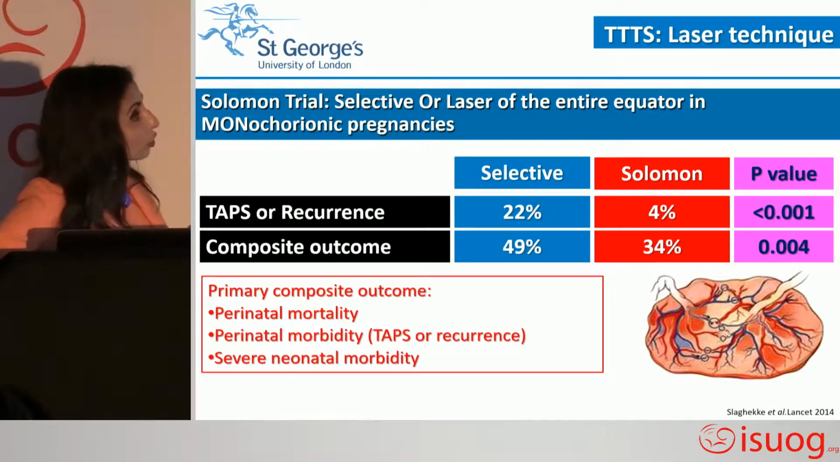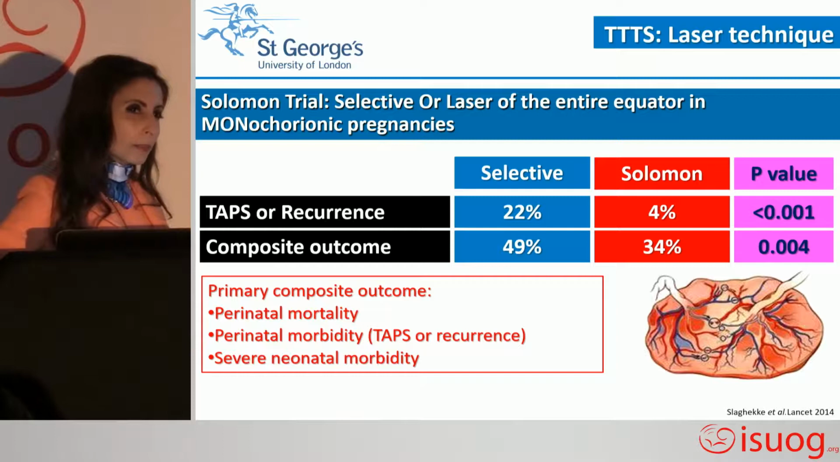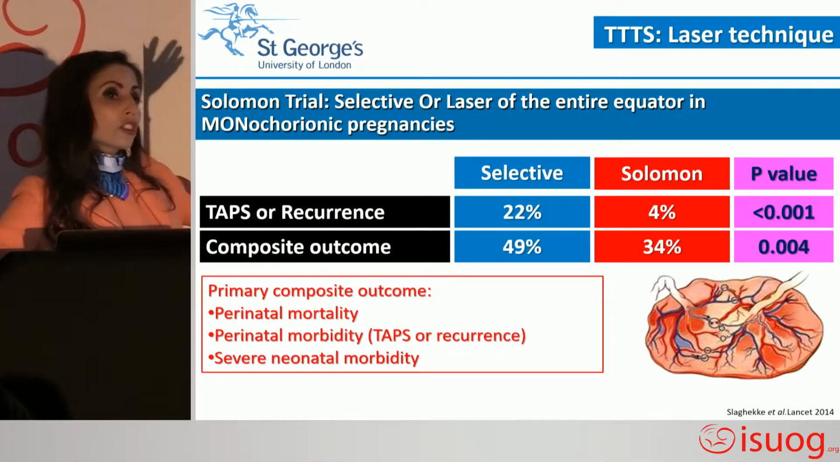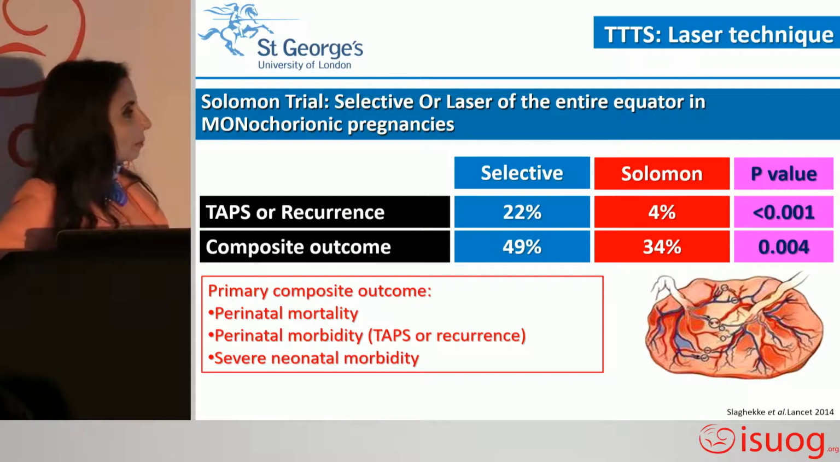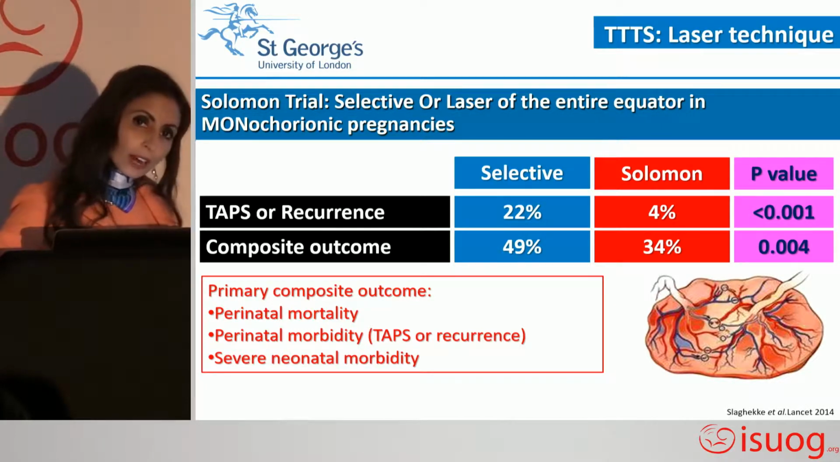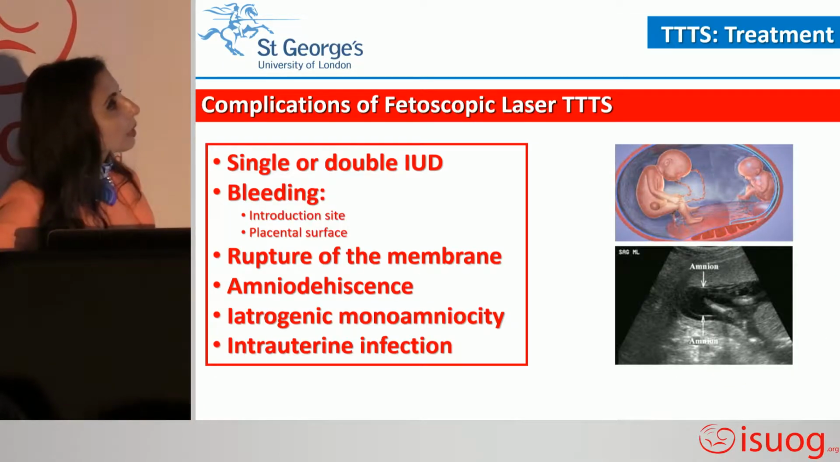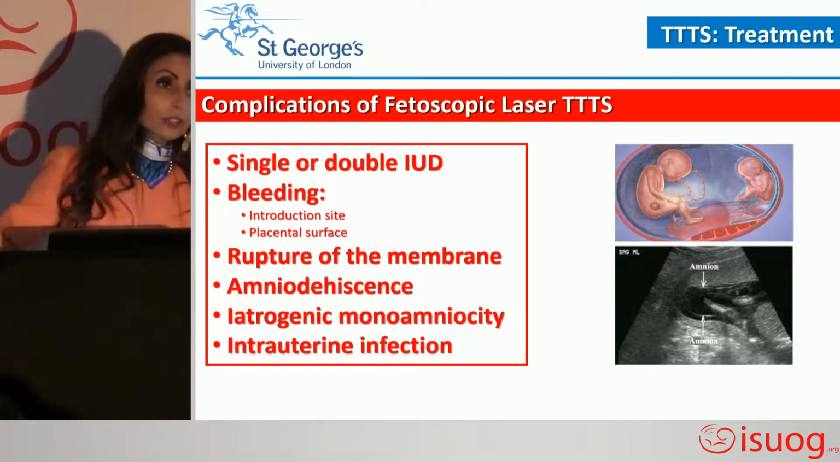And this trial showed that doing the Solomon was better than doing the selective laser, because it has lower risk of post-laser TAPS or TTTS recurrence, and also had better outcome. They had a composite outcome, because obviously you need a very large number of cases otherwise. The composite outcome was perinatal mortality, morbidity, or severe neonatal morbidity. Therefore, based on this trial, the Solomon technique has better outcomes and lower risk of complication compared to the selective technique.